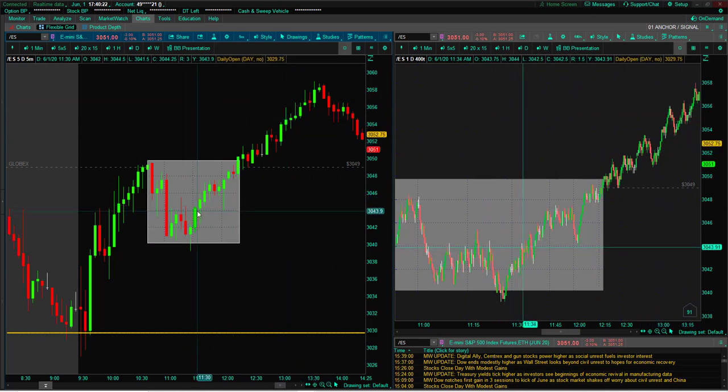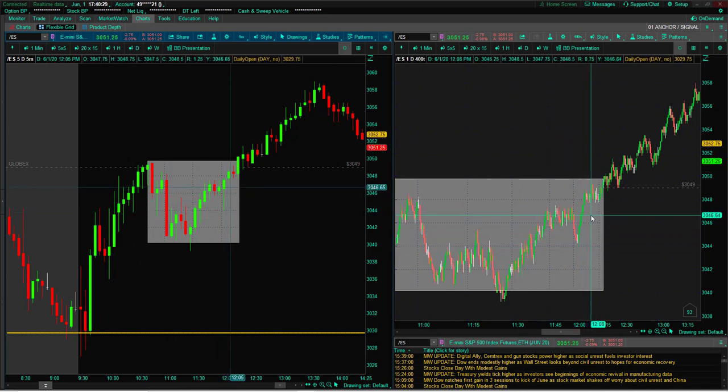So if you join in, say you get in on this pullback right here, this was a really great opportunity to get in. We'll call it 3046, right? It validates that it's going to hold. There's the Busby, right?